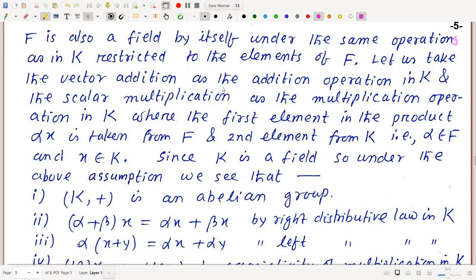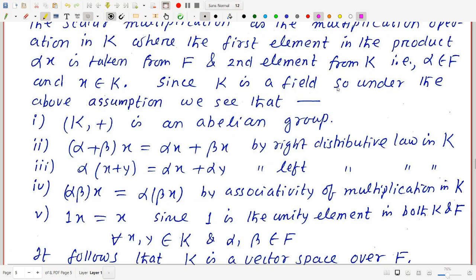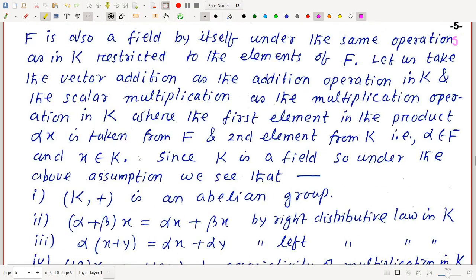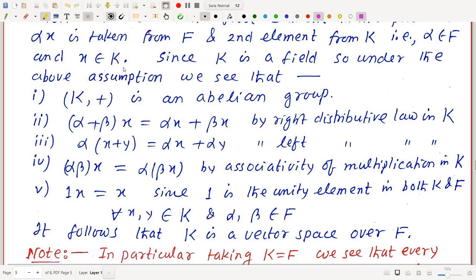Let us take the vector addition as the addition operation in K, because K is a field, there is an addition operation, and the scalar multiplication as the multiplication operation in K, where the first element in the product alpha x is taken from F, that is alpha is from F, and the second element, that is x, from K. Since K is a field, under the above assumption we see that x is in K, alpha is in F, but alpha in F means alpha is also in K, and alpha x is again a unique element in K, obviously, because K is a ring, K is a field.